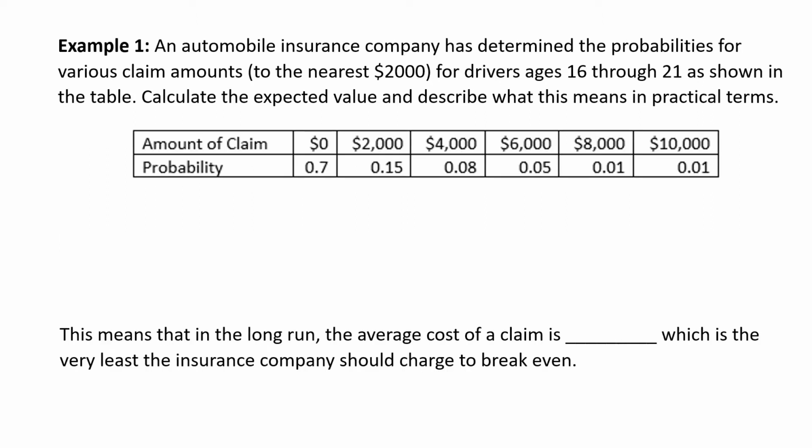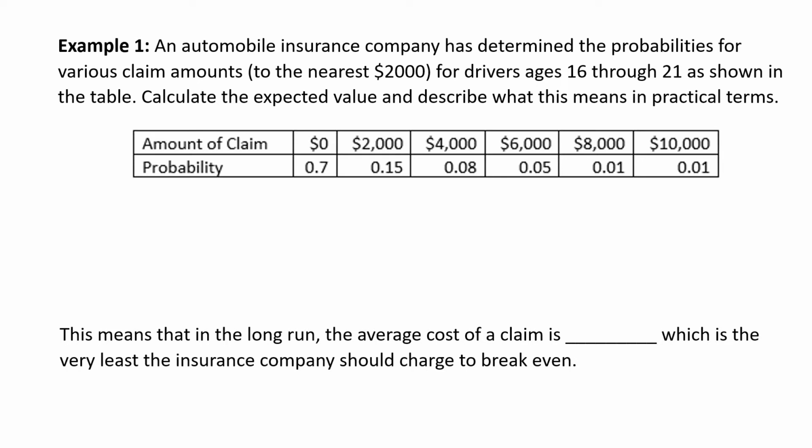Example: an automobile insurance company has determined the probabilities for various claim amounts to the nearest $2,000 for drivers ages 16 through 21 as shown in the table. Calculate the expected value and describe what this means in practical terms. The table has one row labeled amount of claim and the row below that labeled probability. The likelihood of $0 of claim is 0.7 or 70%.